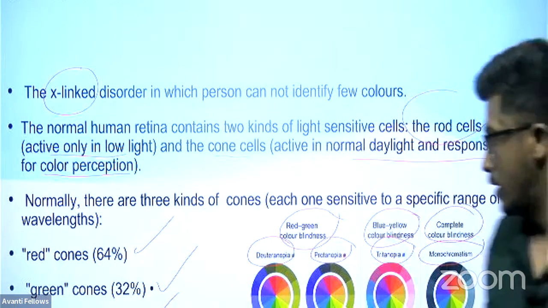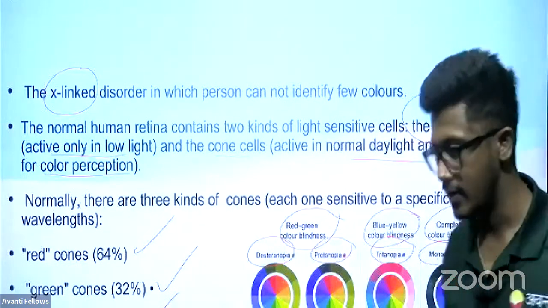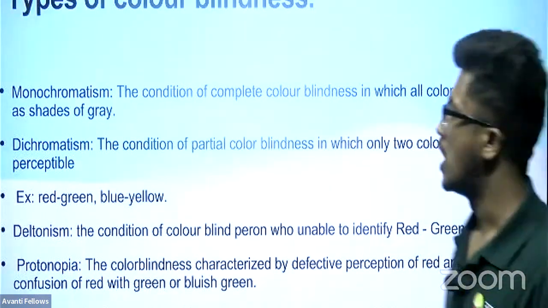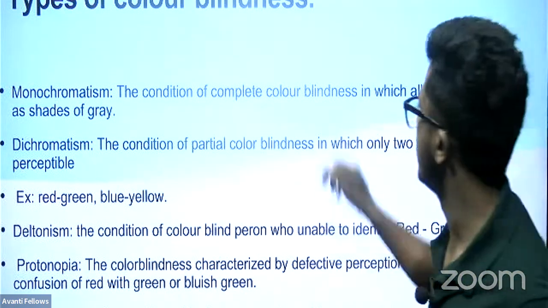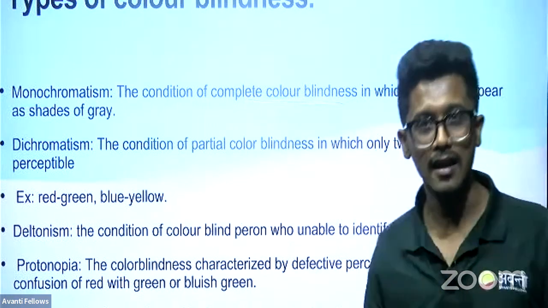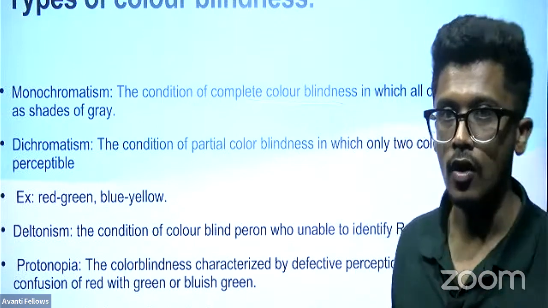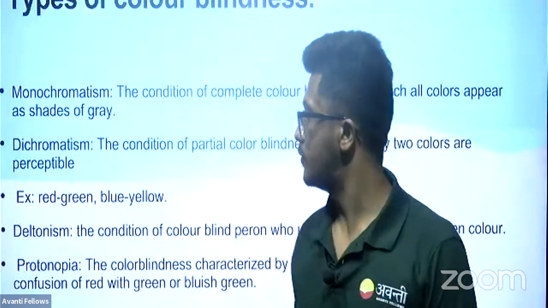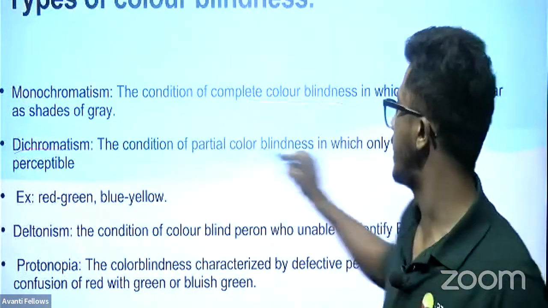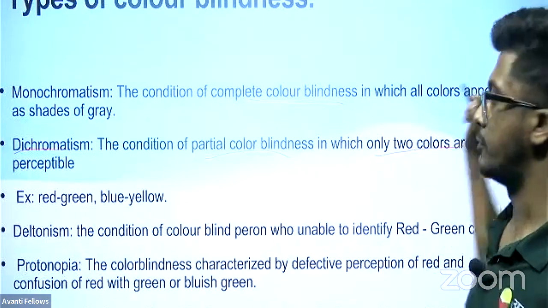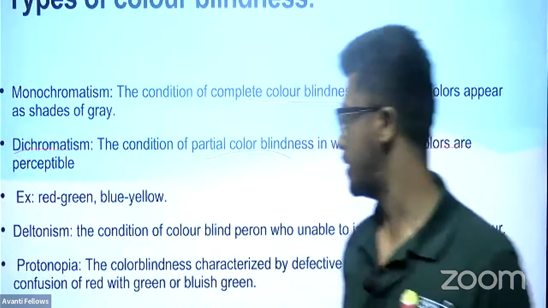You get my point, guys? I'm sorry, I cannot ask you the question: can you see all the colors here? So that depends. In monochromatism, which is a complete color blindness condition, all the colors appear as light gray, dark gray, or medium gray, like black and white. And then you have the dichromatic condition, a partial color blindness condition where only two color perception is happening, either red and blue or blue and green, any of the combinations.